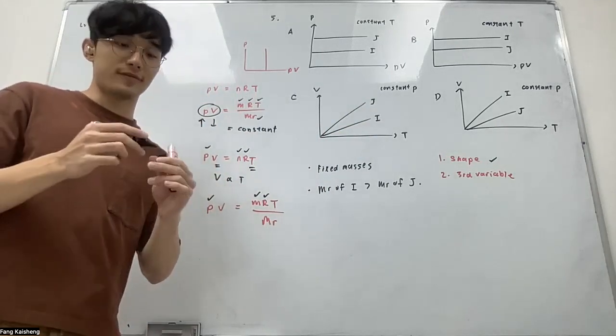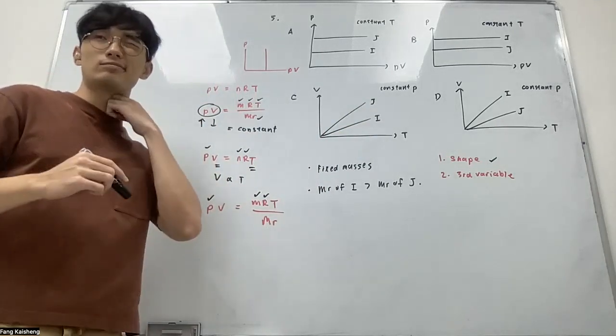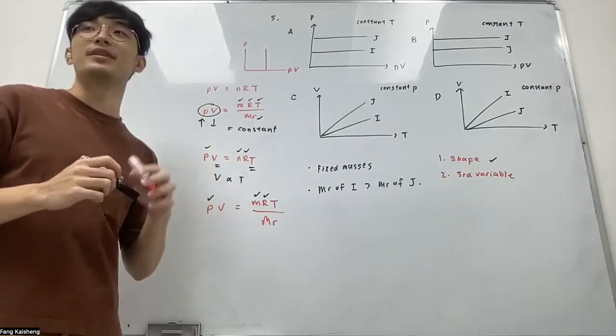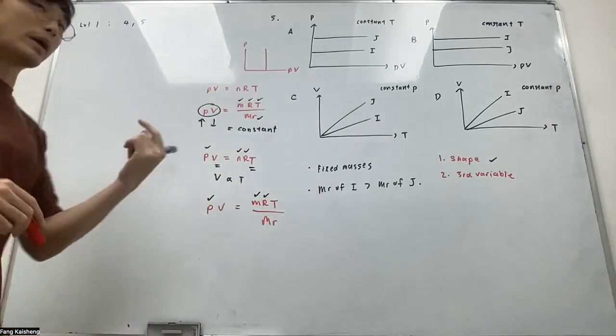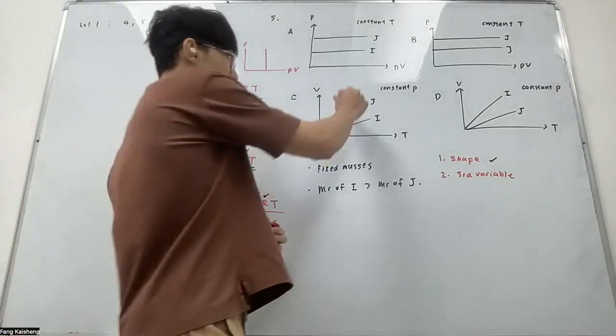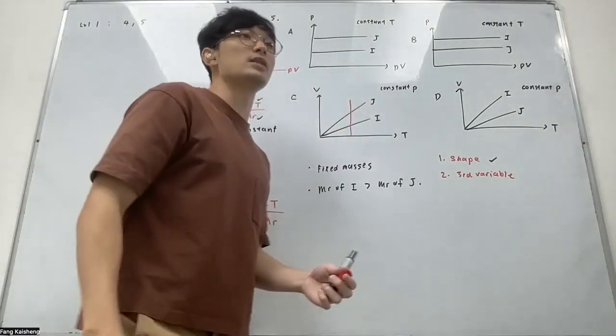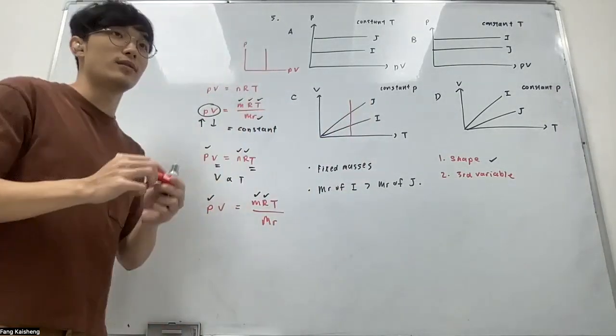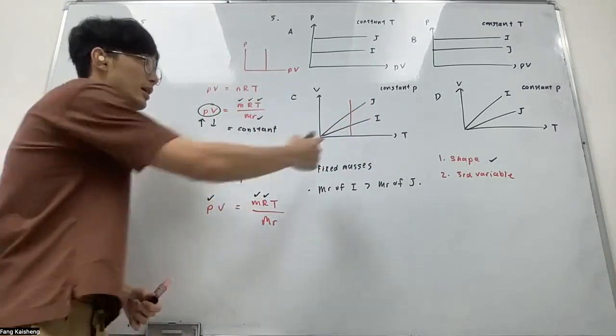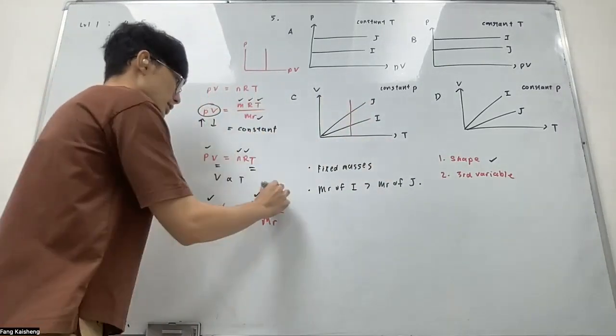So what should we do over here? You remember, the solution is to make one of them constant, by drawing a vertical line intersecting both graphs. Because by doing this, what am I making constant? Temperature constant. That's why temperature is constant.